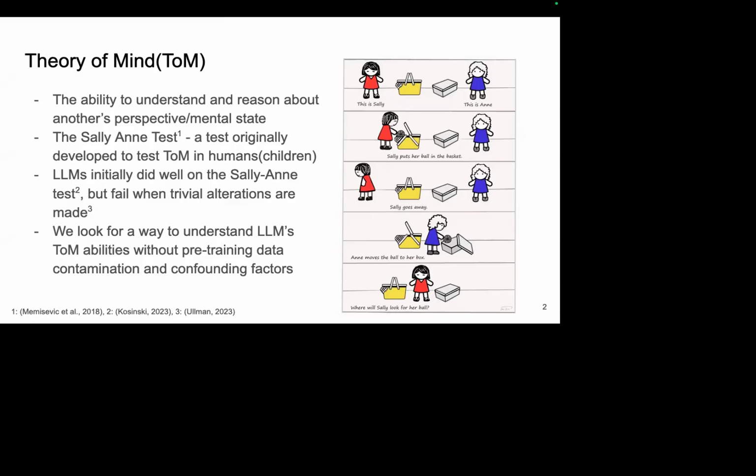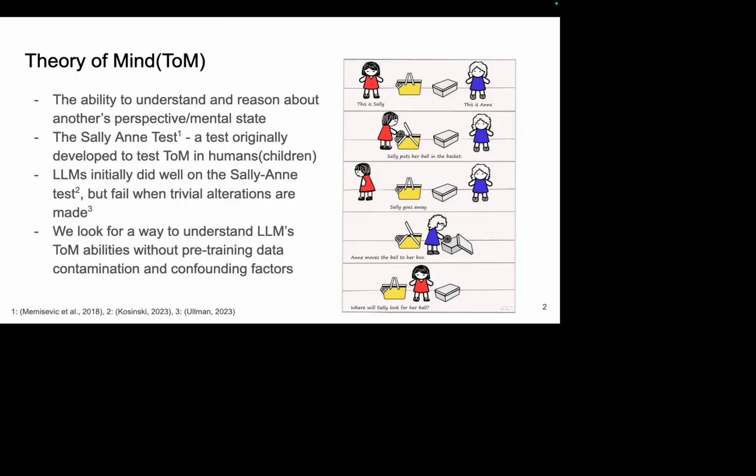One character modifies the environment somehow. So, like in this example, Sally puts a ball in a basket and leaves and Anne moves the ball to another box. And then you ask, where will Sally look for her ball when she comes back, right? And you need to reason that Sally has a different perspective than Anne, so she's gonna look where she left it, and that would be the basket. So this test and many tests like it were developed to test theory of mind in humans.